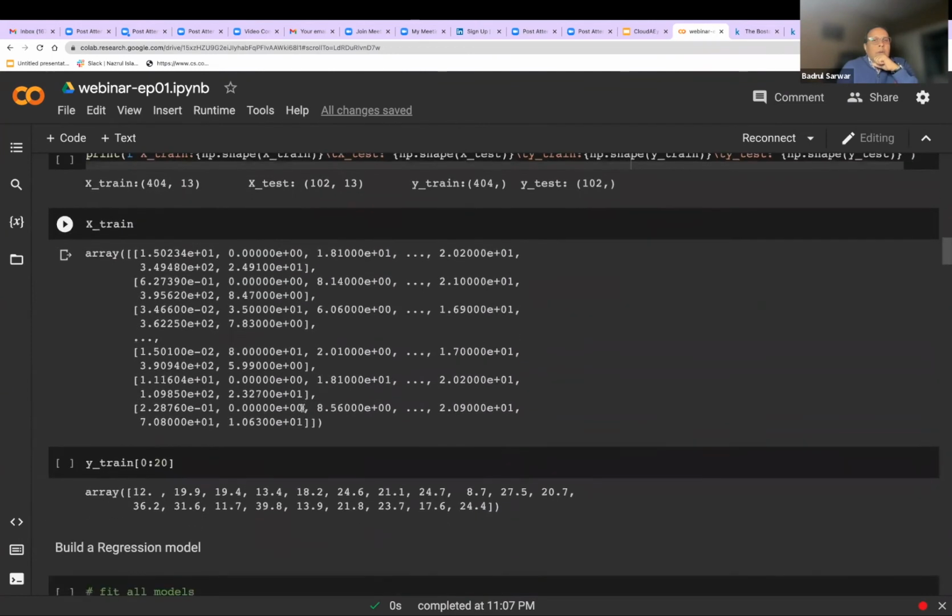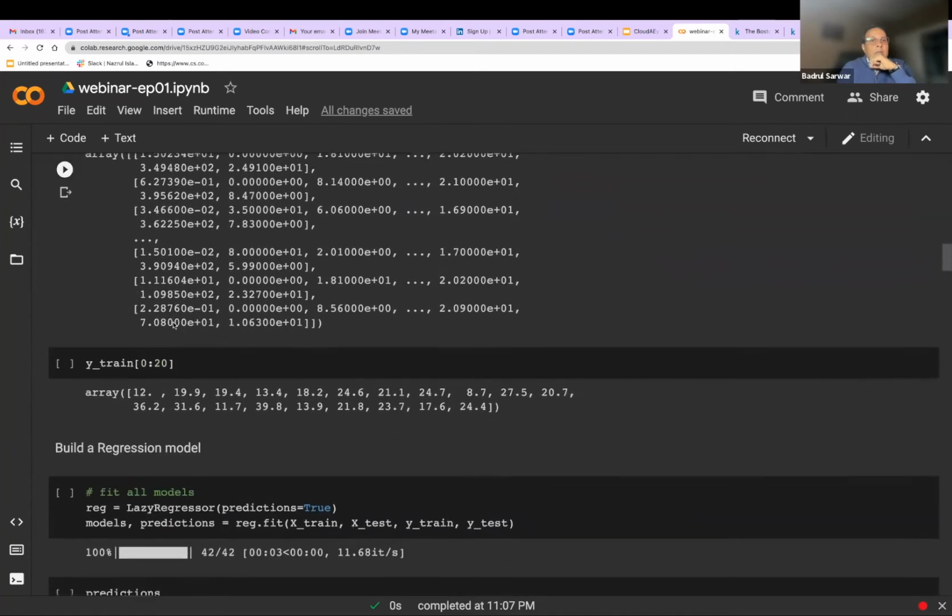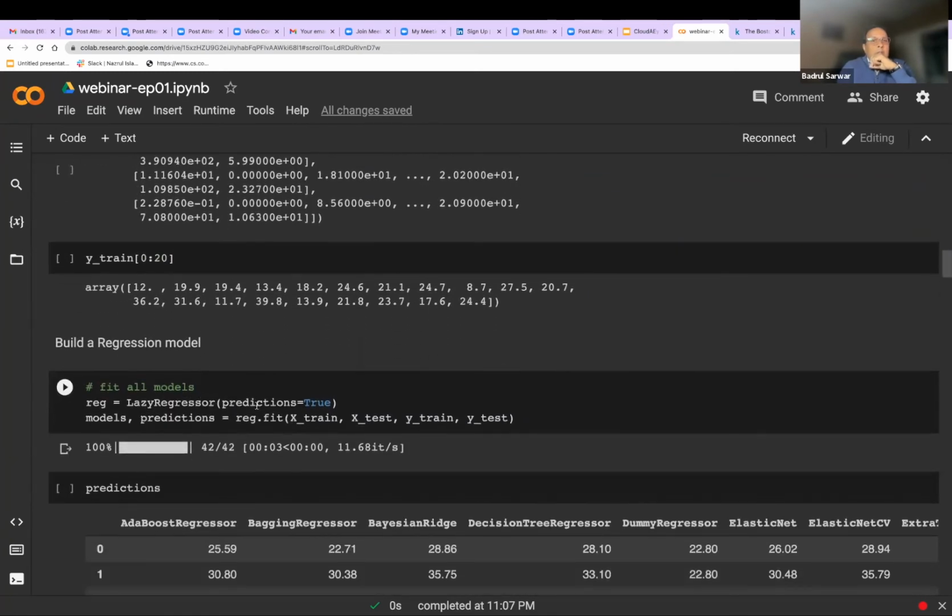So what we are doing here is building a model. We are separating the data into train and test parts, keeping the test part for evaluating the algorithms, and using the train part to build a model.